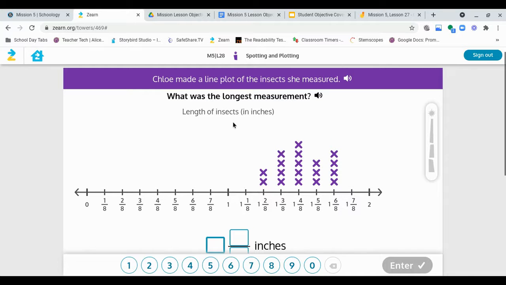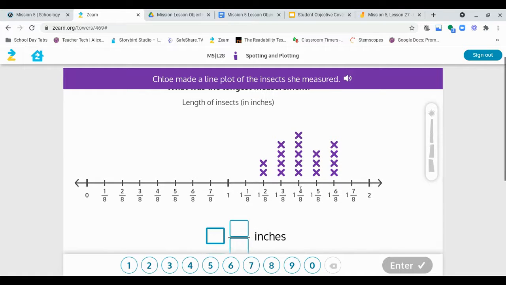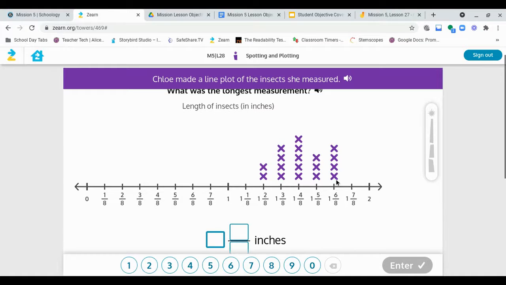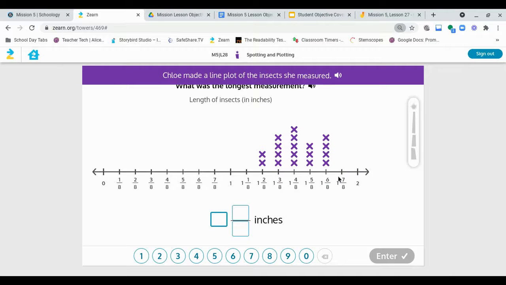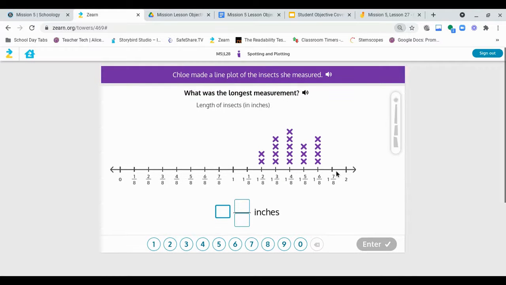So if it's asking what was the longest measurement, it's meaning, okay, which of these numbers on the line plot had at least one X. Zoom out here a little bit. Which is the greatest number that has at least one X? It's right here. It's 1 6/8.